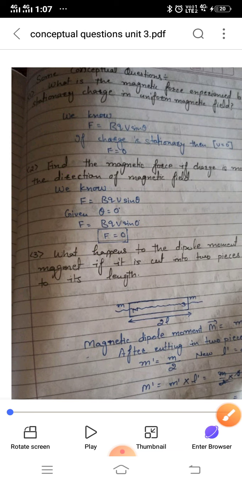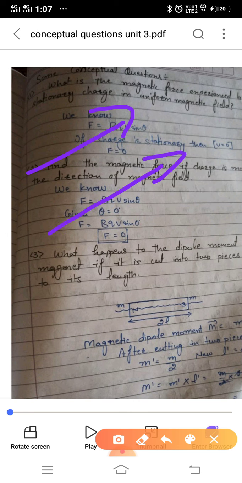Okay, now let us proceed towards the second question. Find the magnetic force if charge is moving in the direction of magnetic field. If charge is moving in the direction of magnetic field, means velocity and magnetic field directions are both the same. So students, you know that if direction is same, that means angle equal to 0 degree. If direction is opposite, angle is 180 degree. Direction is same means both are moving in the same direction, so angle between both will be equal to 0 degree.